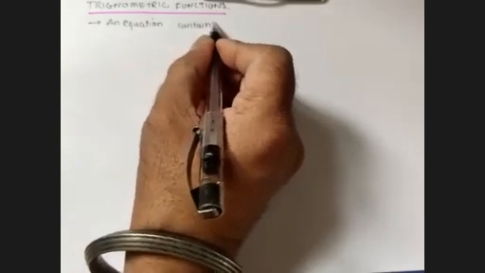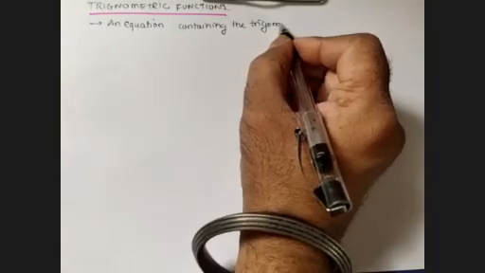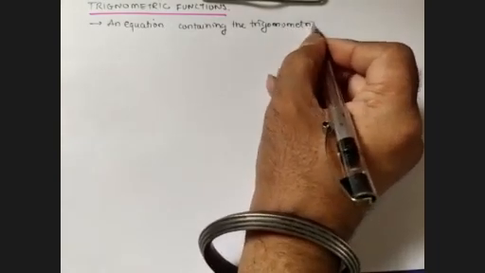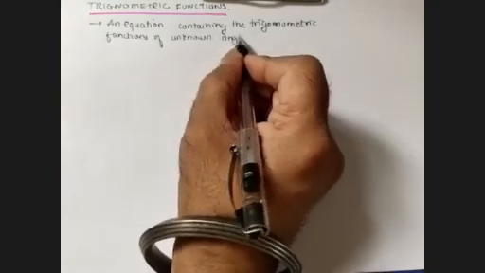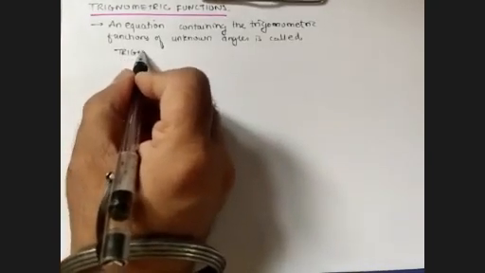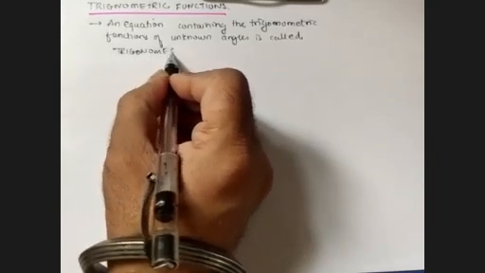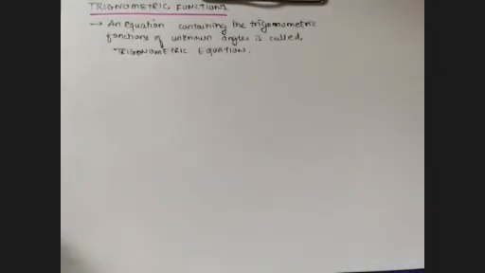Let's look at some small points. An equation containing the trigonometric functions of unknown angle is called a trigonometric equation.